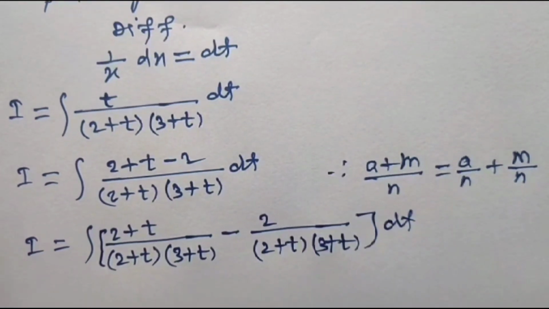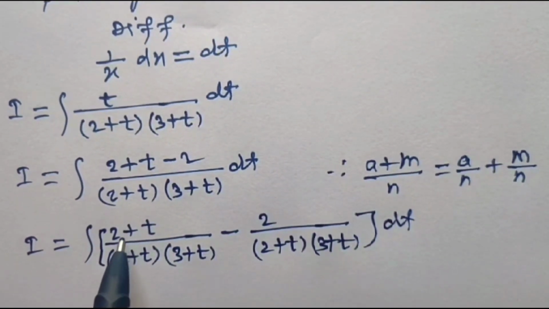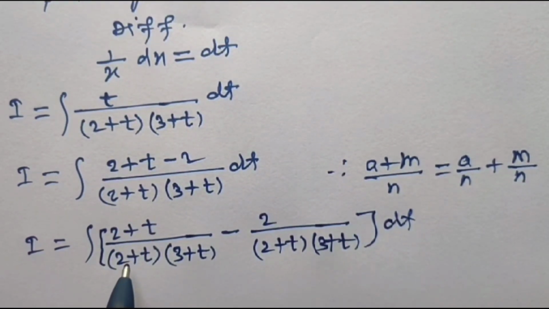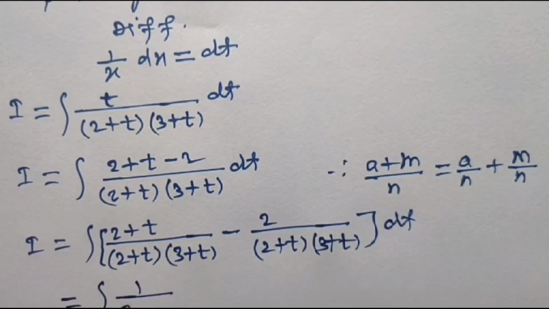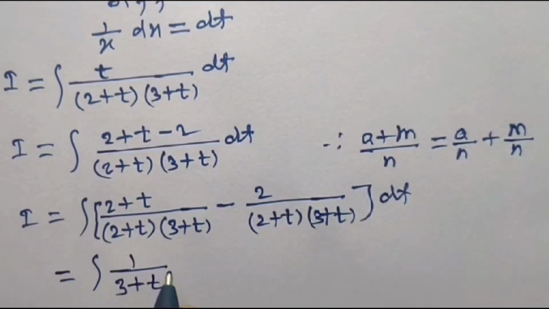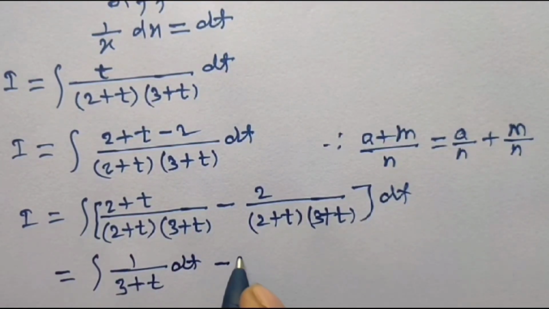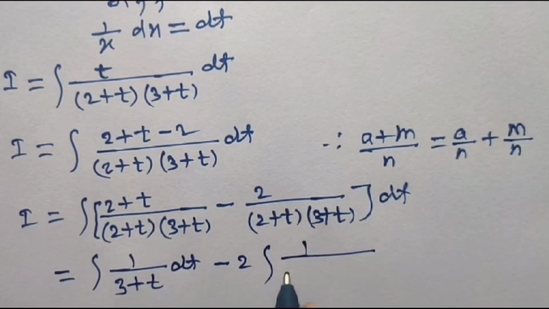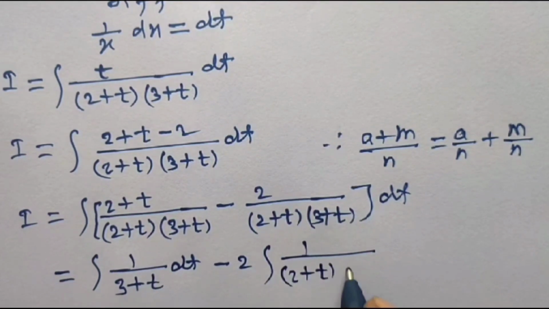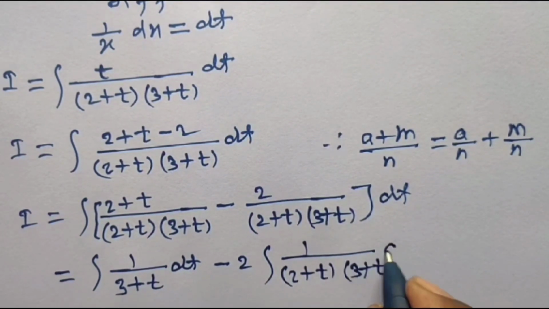Now you can separate this, and here 2 plus t cancels with this 2 plus t. So the first integral becomes the integral of 1 upon 3 plus t with respect to t, minus 2 times the integral of 1 upon (2 plus t)(3 plus t) with respect to t.